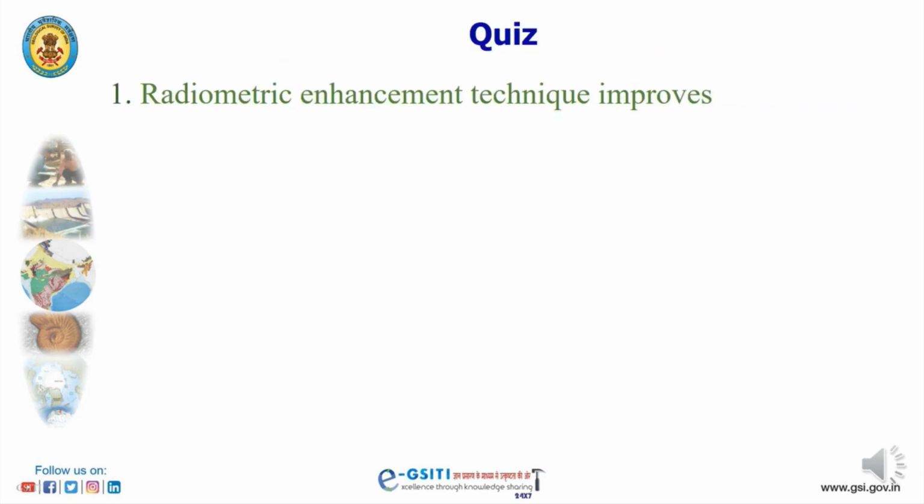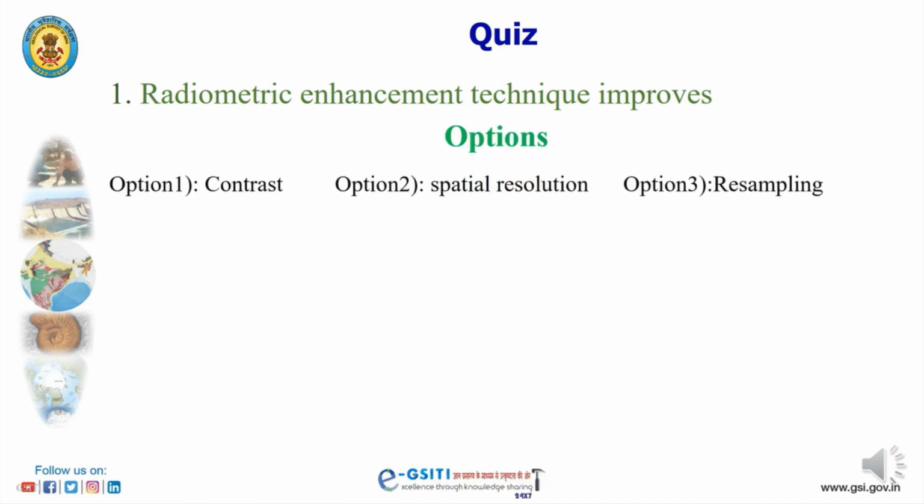We have one quiz. Radiometric enhancement technique improves option 1 contrast, option 2 spatial resolution, option 3 resampling. The correct answer is option 1 contrast.